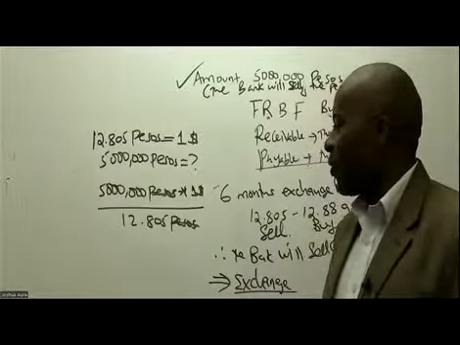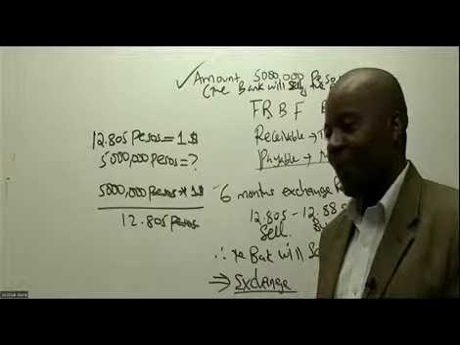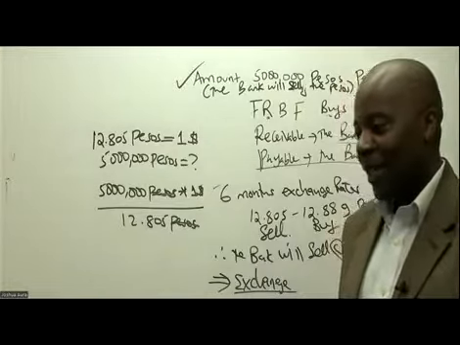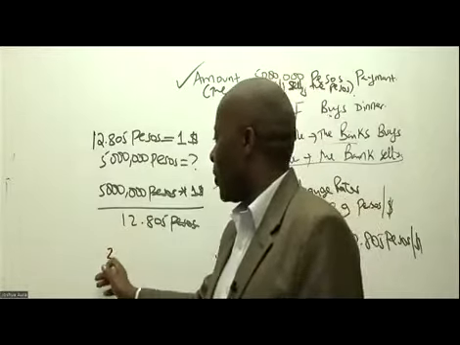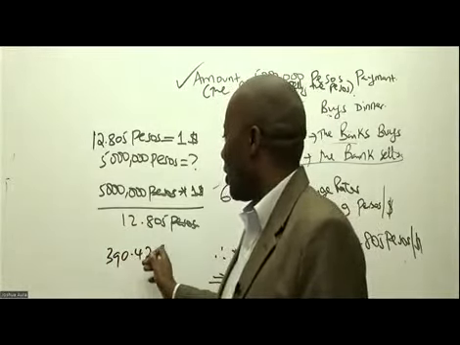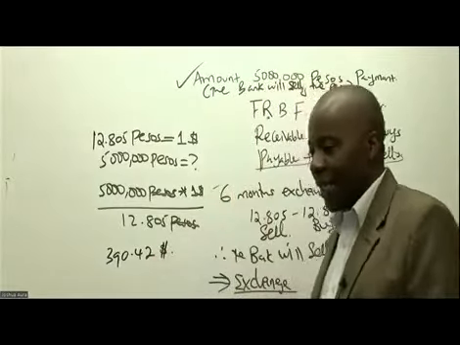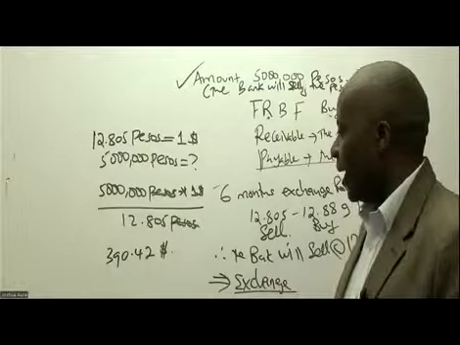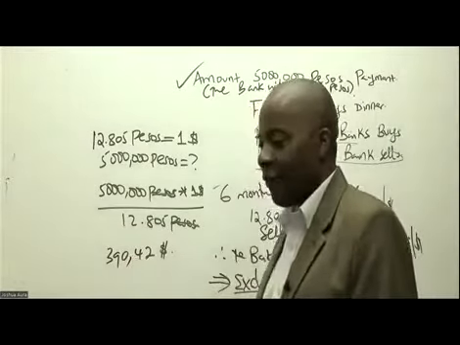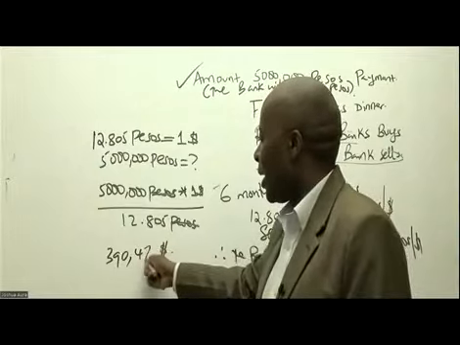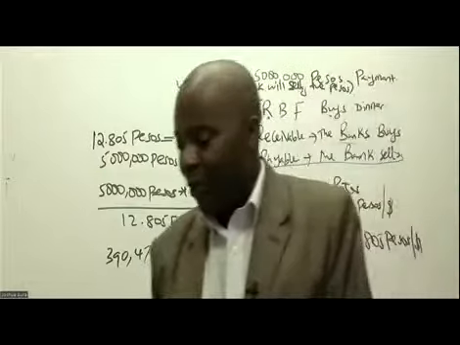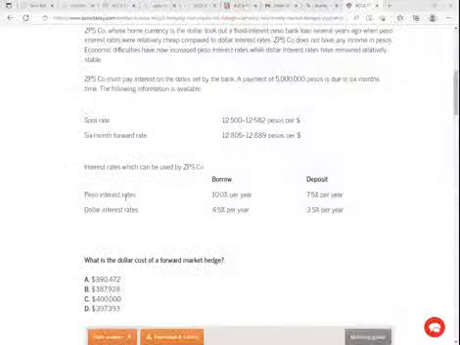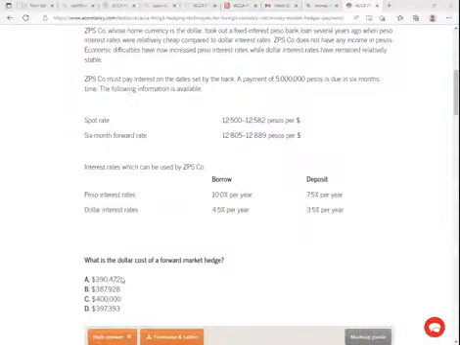5 million divided by 12.805 will give me how much? $390,472. Great. $390,472 is the correct answer.